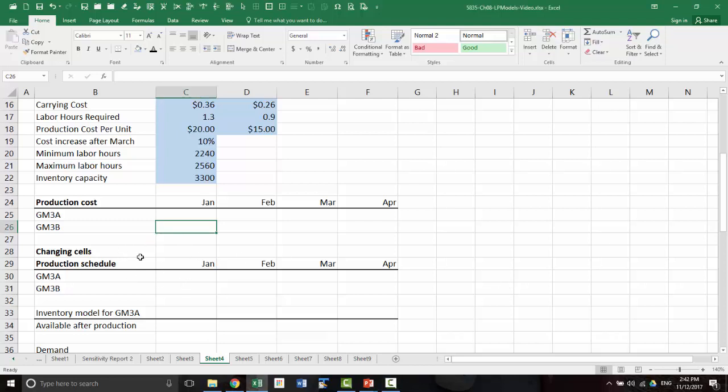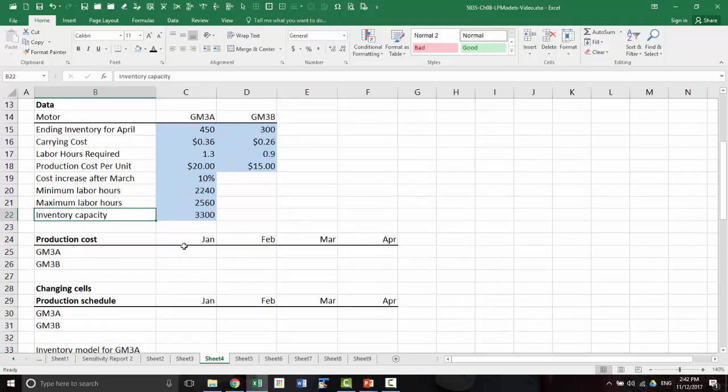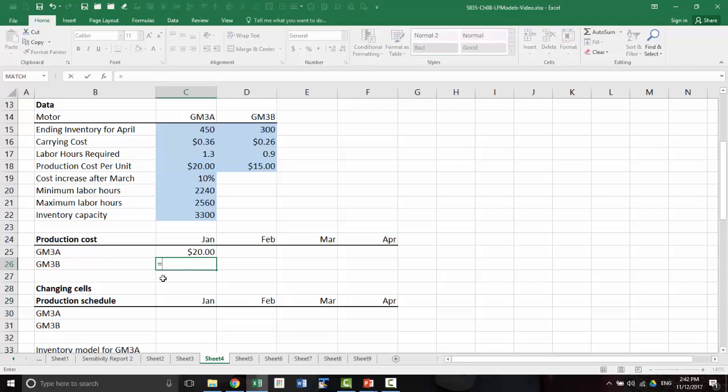Okay, now before we get into the modeling itself, let us go ahead and set up the costs, because the costs are not the same going from January through April, because in March the cost is going to go up 10%. So in January, that will be the cost for the first motor A, and that will be the cost for motor B. In February, it is the same as in January.